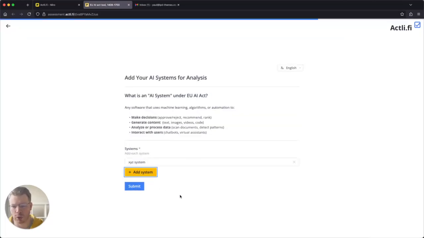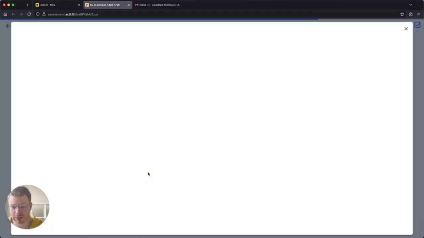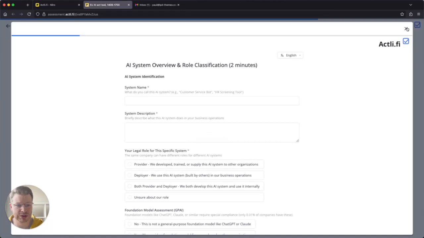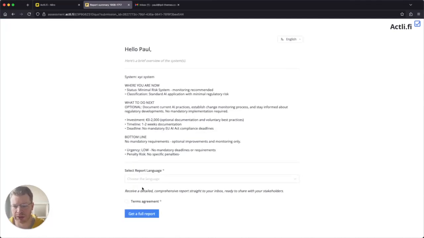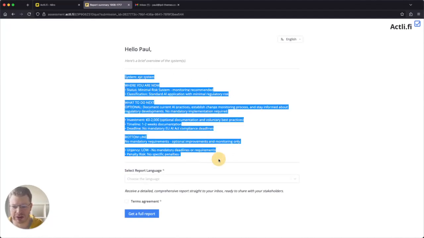Okay, so I have added our first system to our analysis. We can add as many systems as we want here. I will not do this for this example, and I will proceed to the next step. Okay, so here's a short summary about the system we just added. This is not the report. This is just a short summary.